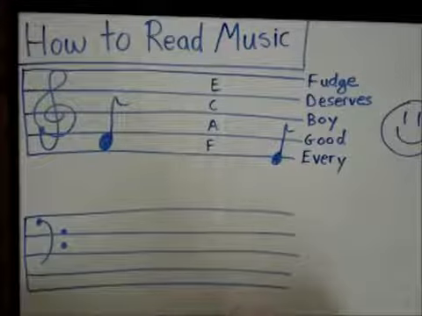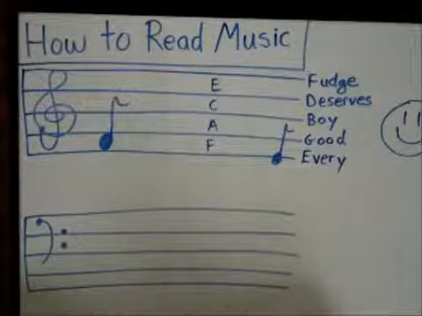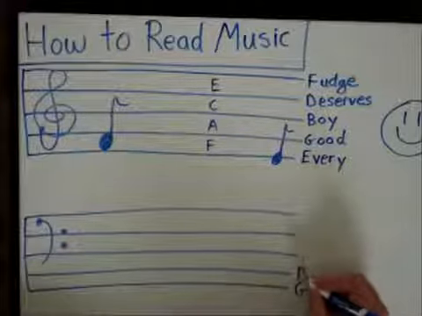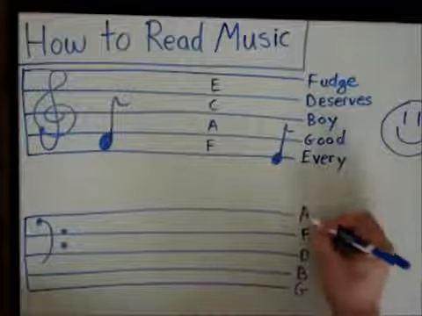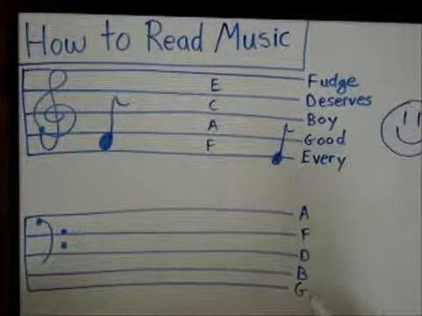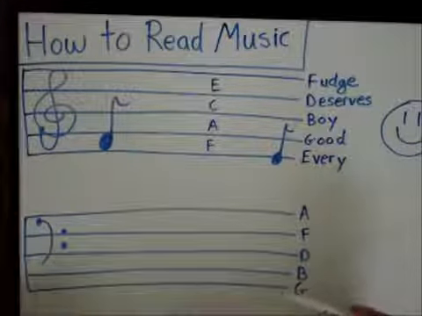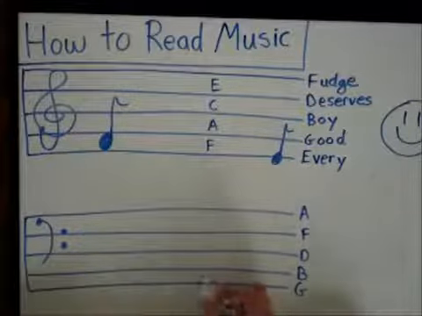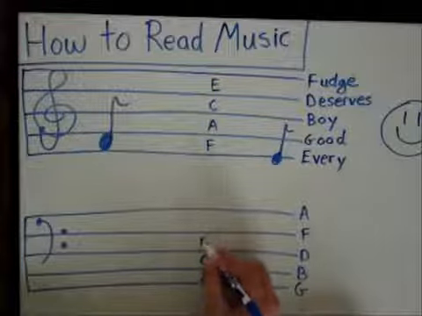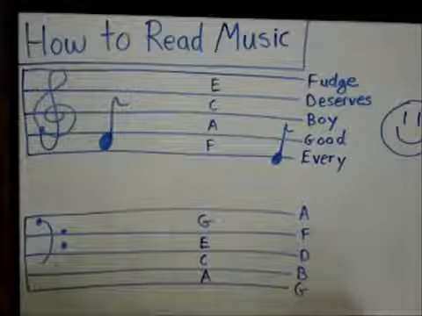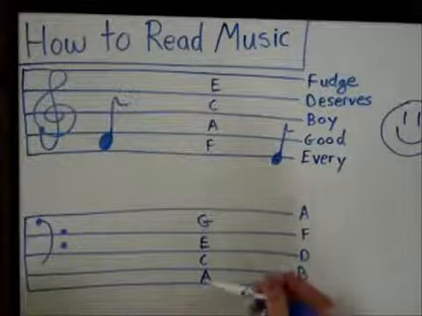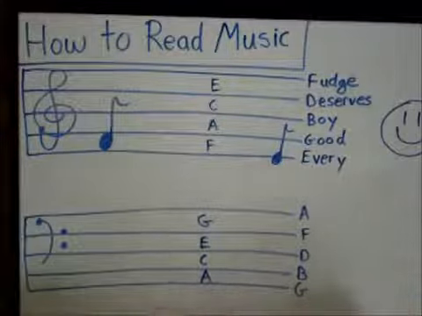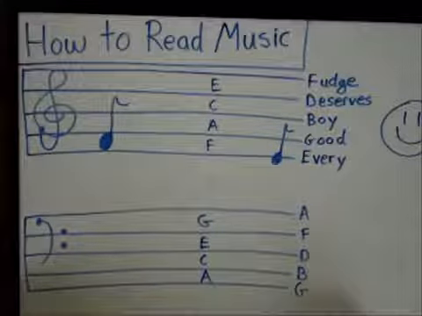For the bass clef, it's a little different. For the staff, the bass clef, it's slightly different. The lines represent, the first line represents G, then B, D, F, A, and the spaces represent A, C, E, G. So again, if you see a note, you're just playing what these are representing.